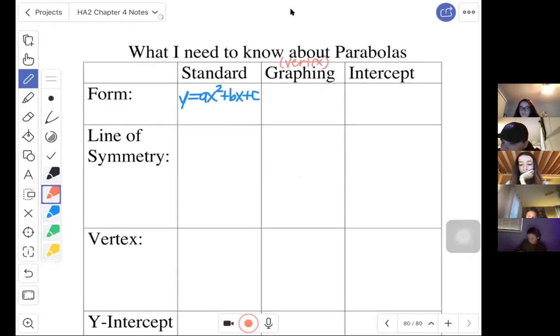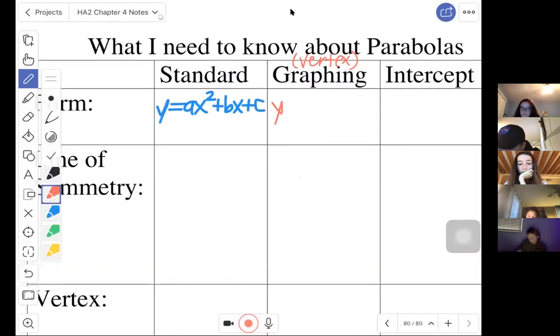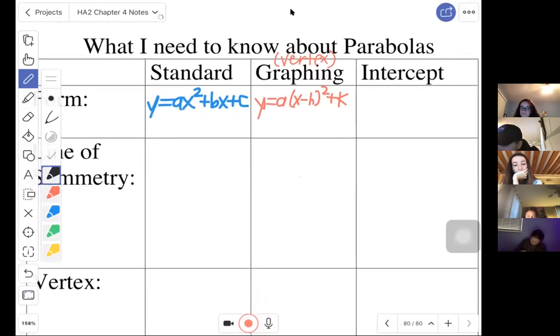Vertex form. We also just talked about that. You did that on the homework last night. That's that y equals a times x minus h squared plus k. Last, we have our intercept form. Alyssa, do you remember what the intercept form is? Would it be y equals a times x minus p times x minus q? Awesome.